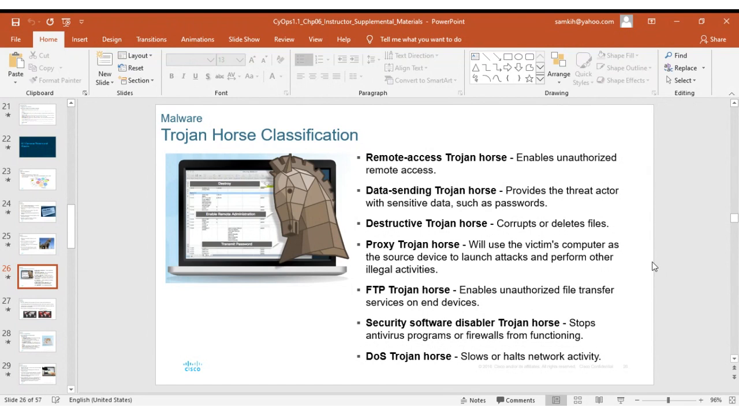Denial of service, Trojan horse. They disrupt all network activity. Like what we have said, whereby a lot of traffic is directed to a particular server, such that the server or a particular network may not be able to respond to users. It's normally a denial of service, Trojan horse.